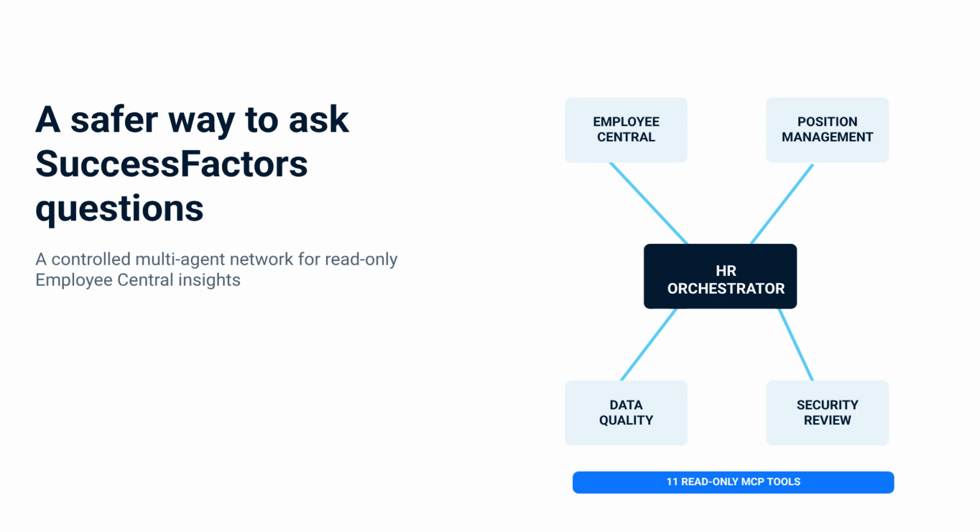The most important design principle is this: the AI agents can decide how to coordinate approved capabilities, but they cannot decide who the user is, which employees the user may access, or which fields are safe to display. Those decisions remain under deterministic application control.